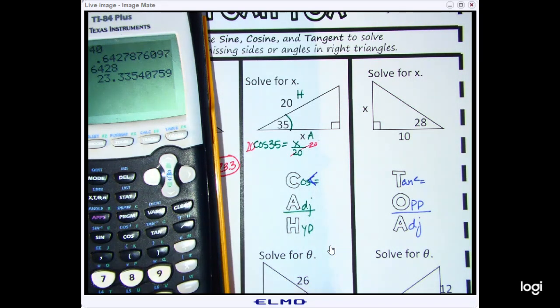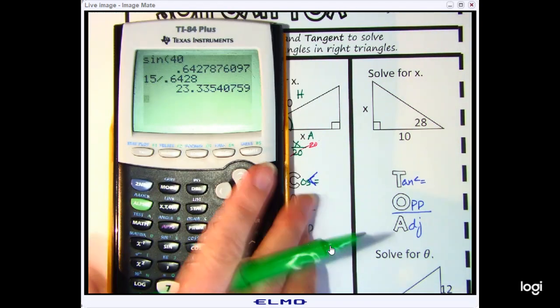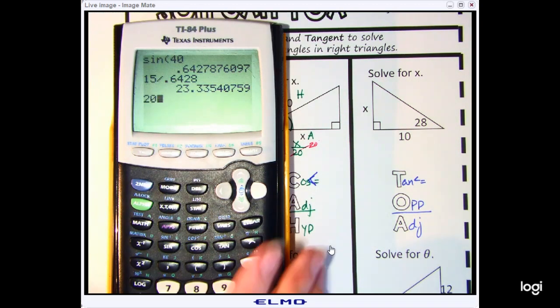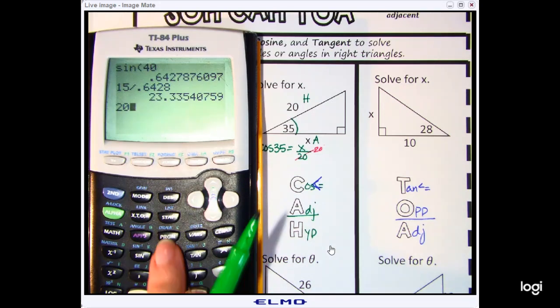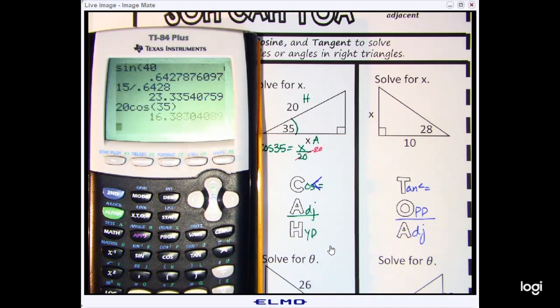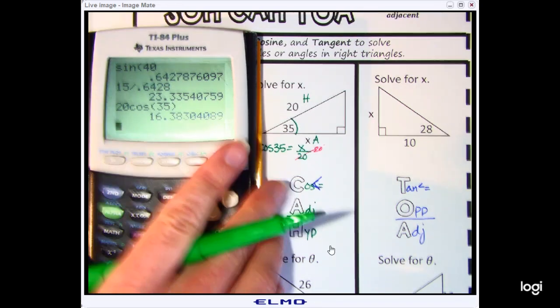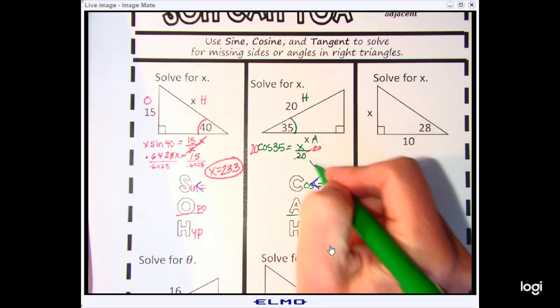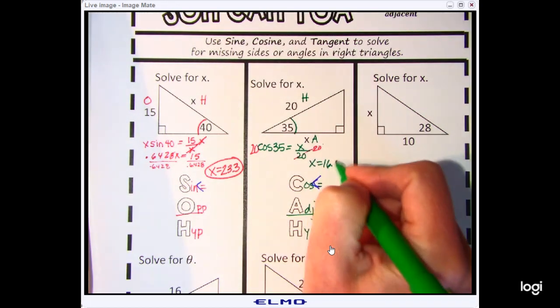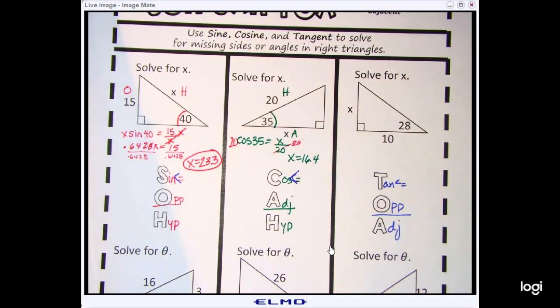And now I can just type this in my calculator. 20 times the cosine of 35. Your homework will have you round to the nearest tenth. We get 16.4. And the last one.